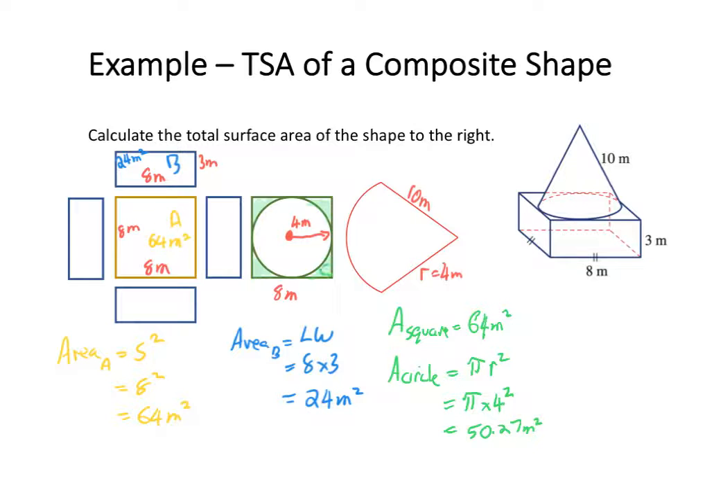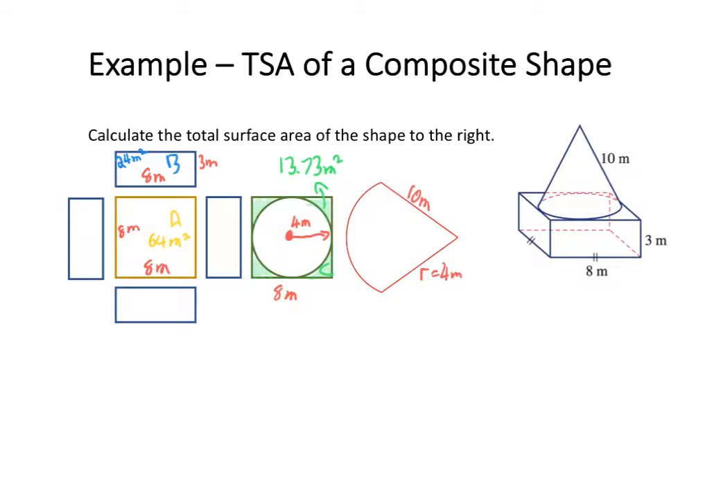So now that I've got those two values, I can go ahead and calculate the shaded area, and I'm going to call that C. So area of C is equal to 64 minus 50.27, which equals 13.73 meters squared. So my shaded area of the top of the rectangular prism is 13.73 meters squared.